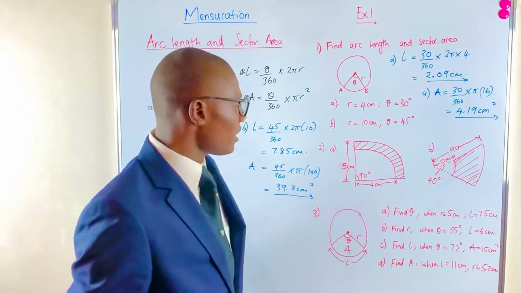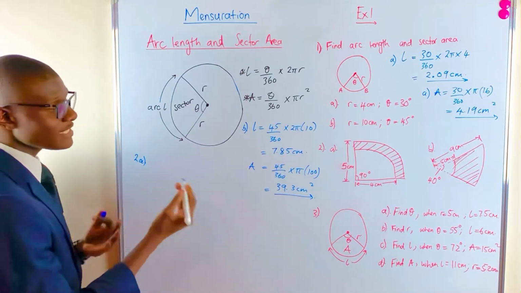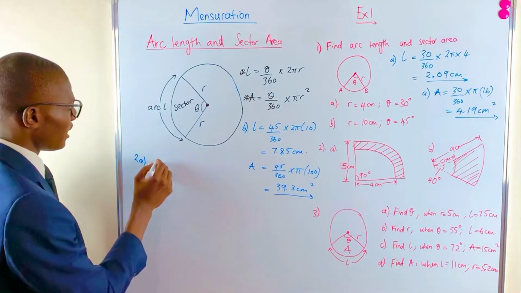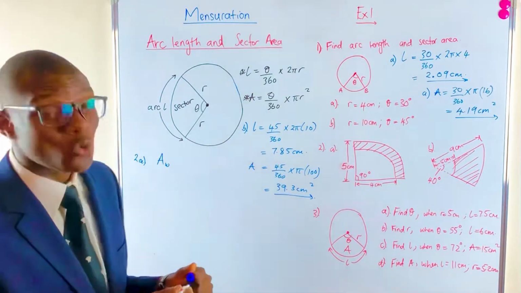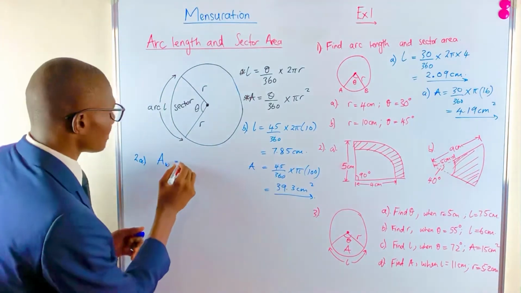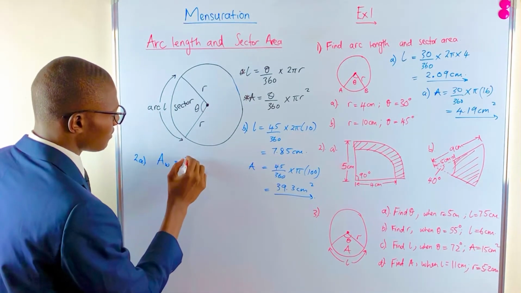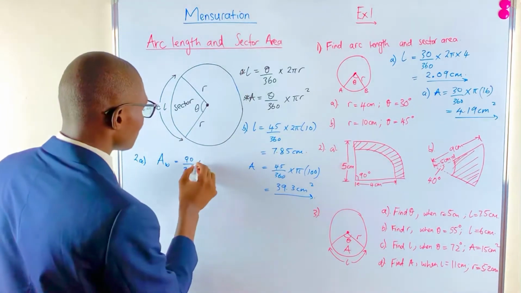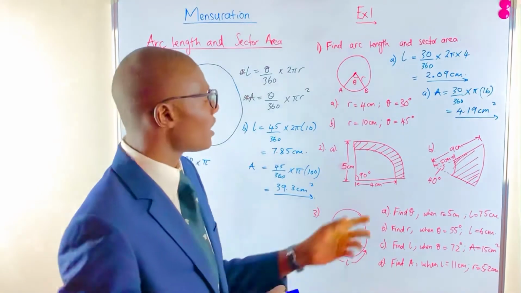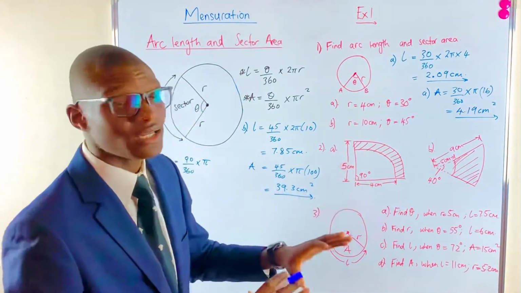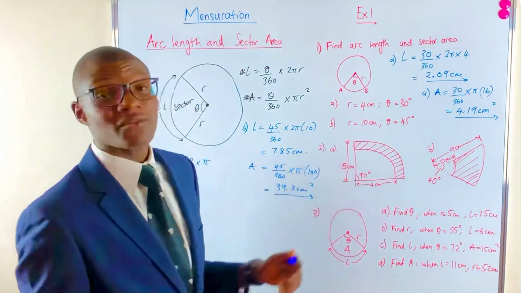Right. So now for number 2A, calculating the area of the whole sector. Let me say area of subscript W for the whole sector. We've got theta, which is 90 degrees, over 360, times pi r squared, with r being the radius of the whole sector from the center. We see that it's 5 centimeters.